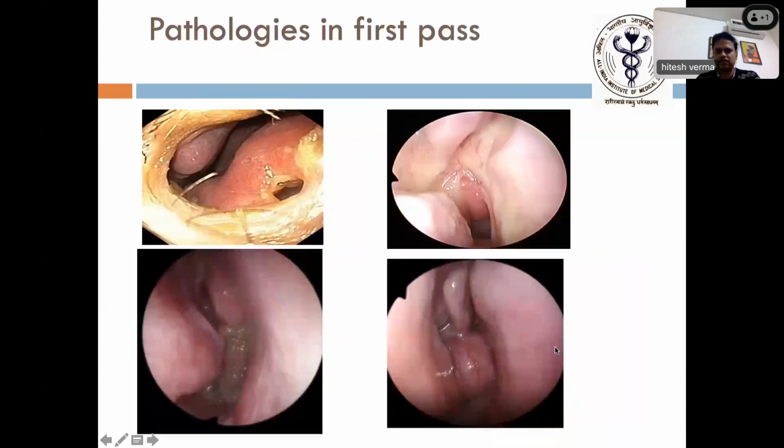Pathology which we can see in the first pass includes septal perforation. We can see polyps, which we'll discuss later. We can see adenoids and angiofibroma. This is a picture of juvenile nasopharyngeal angiofibroma.